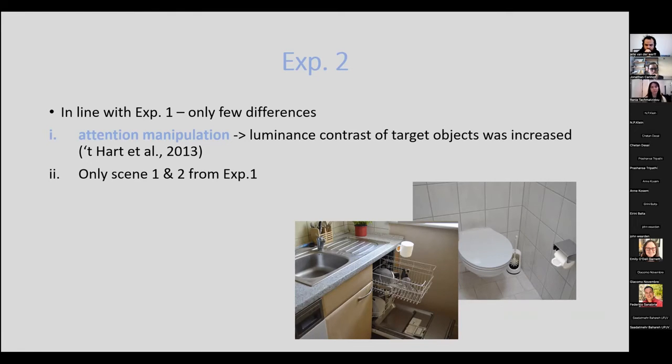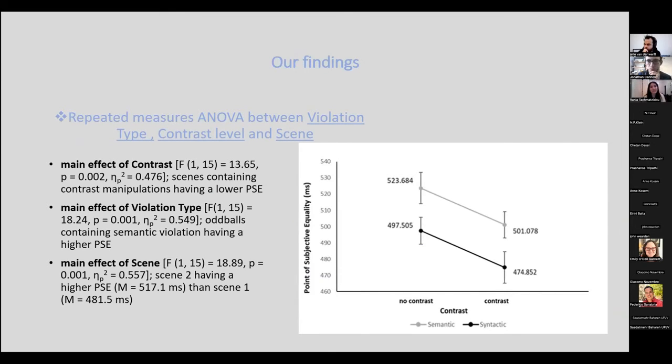So what we found here, as you can see in this figure, indeed we had the main effect of contrast. That means that the increased luminance contrast had a lower PSE, point of subjective equality, meaning that our findings probably had to do with attention. Again, we found an effect of violation type. So you can see that this is the semantic, and this is the syntactic violations. And this is the no contrast condition. This is the contrast condition.